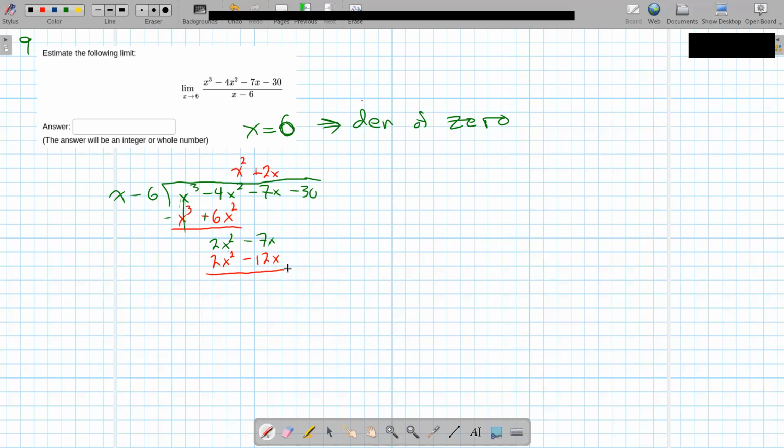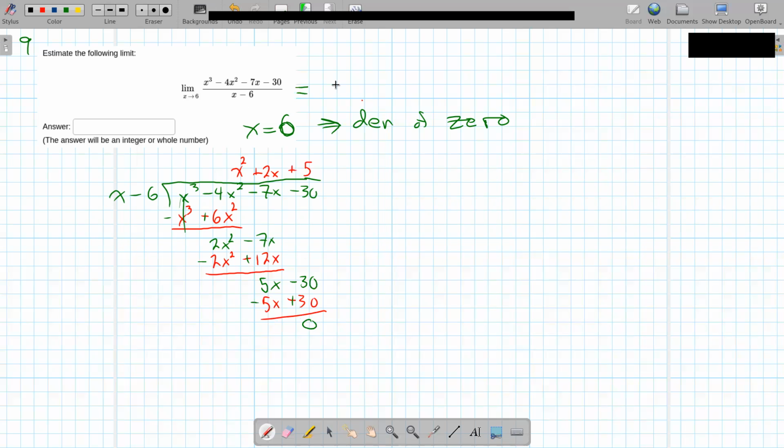And then we subtract by adding the opposite, so go through and change the signs. Negative 7 plus 12, on a good day, is 5x, minus 30. Bring that down. What would I multiply by x to get 5x? I would do a plus 5. 5 times x minus 6 is 5x minus 30. Subtract by adding the opposite, so change those signs, and I do get a 0 remainder. So x minus 6 is a factor.